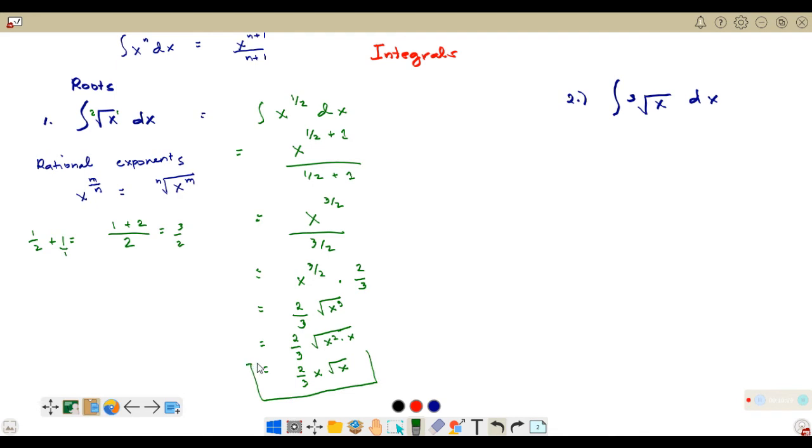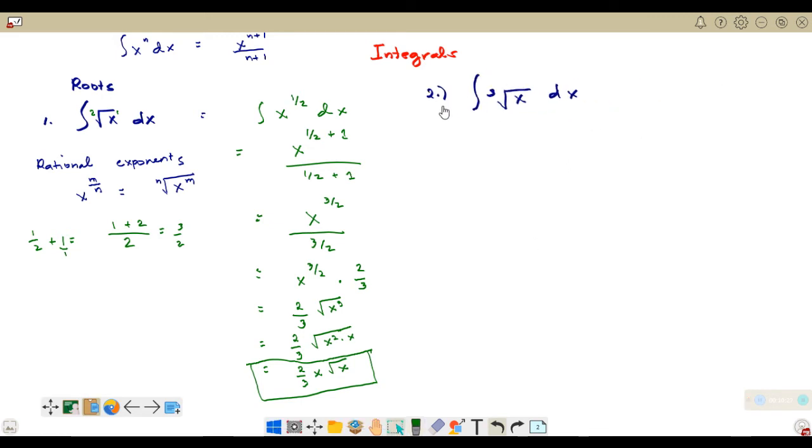So, this is now our final answer. Okay? I hope that was clear. If you are not confident about your answer, you can always perform checking. Hindi ko na siya ipapakita.